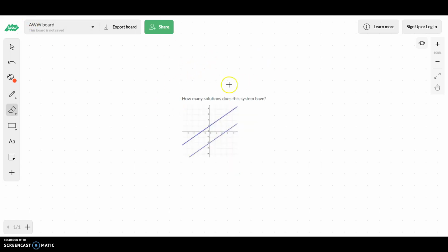Okay, so if we look and we go, how many solutions does this system have? I would say, what's a solution? And the answer to this should be where it crosses. And if you look, this thing doesn't cross, so it has no solutions. So that's the answer. No solutions. Not going to happen. Doesn't cross. These lines are parallel, so they will never cross.